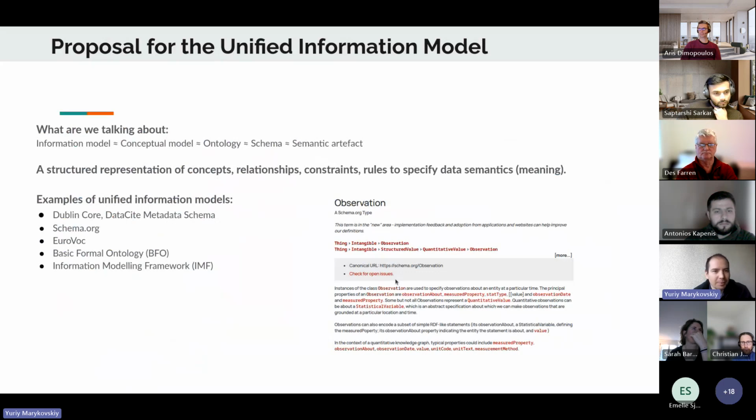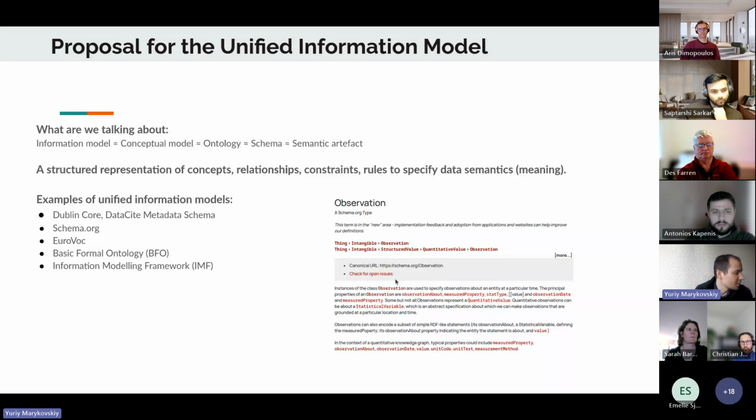So when I talk about an information model, just by the way, people say conceptual model, ontology, schema, semantic artifact. I know all of those things mean slightly different things in context, but we can be quite relaxed, and essentially we just need a structured representation of concepts and of the relationships between those concepts, and we need to specify rules to specify what the data actually means.